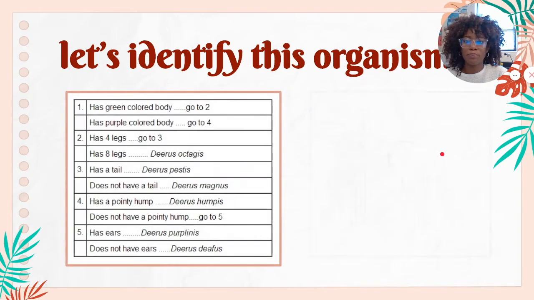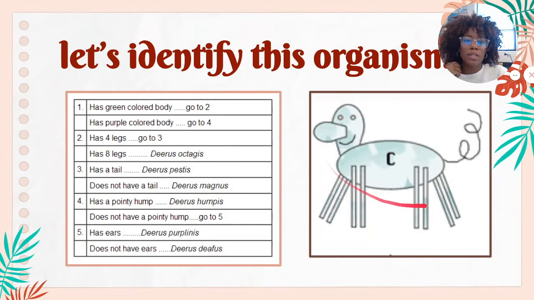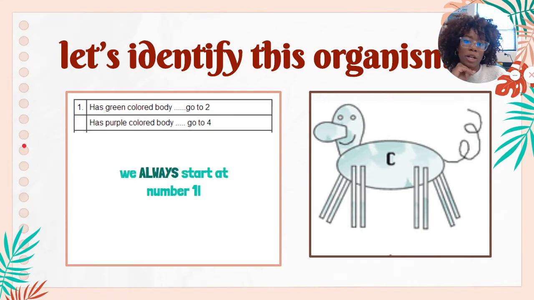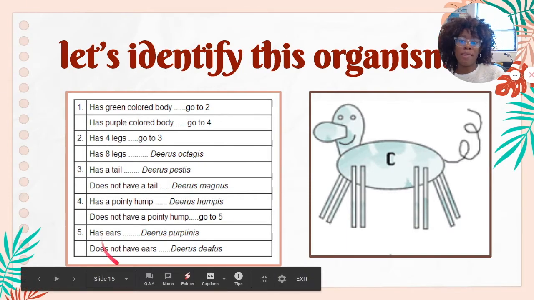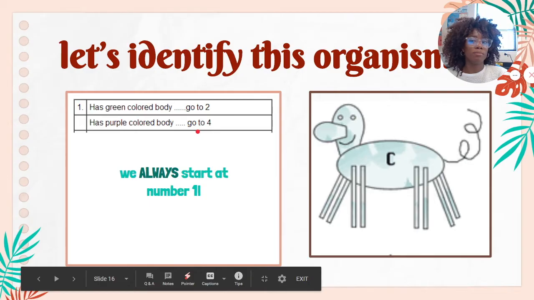Let's do another example. This is a different organism we're going to identify. So this organism here, where do we start? Always start at number 1. That's the number one mistake that students make on these type of problems: since they just identified that the previous organism was down here, they're going to start down here. No. You have a new organism you're identifying, so you're always going to start at number 1. Is it green or purple?